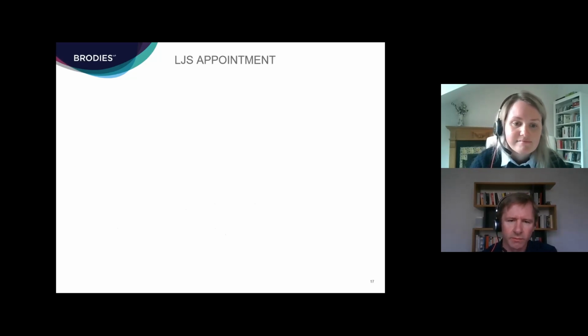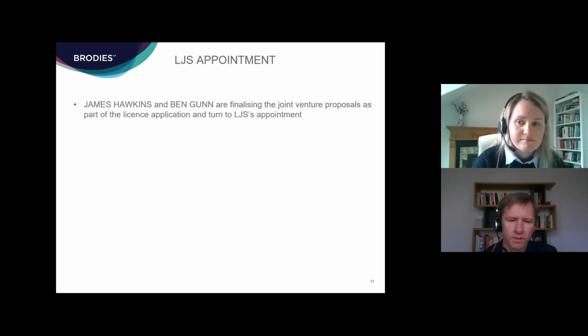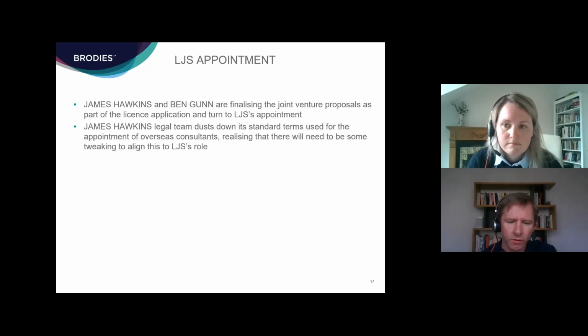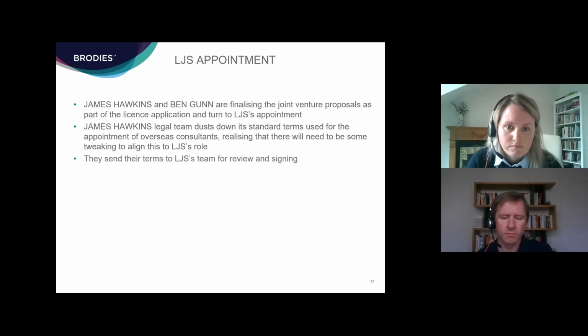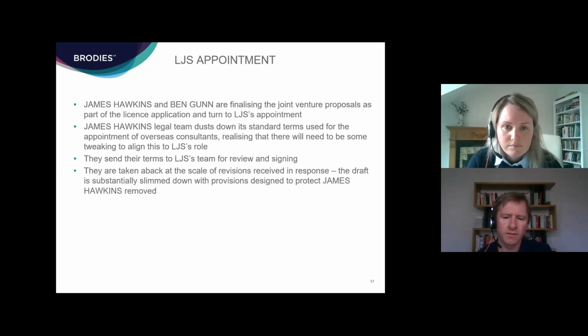Yeah, so we now have the appointment of Long John Silver. Hawkins and Ben Gunn are finalising the joint venture proposals as part of the licence application, and they turn to the appointment of Long John Silver. The Hawkins legal team dusts down its standard terms to be used for the appointment of overseas consultants, and they know there'll be some need to tweak that to align this to the Silver role here. They send their terms to the consultancy group, the Long John Silver Group, for review and signing. They're expecting this to come back with a couple of tweaks, but they're taken aback at the scale of revisions that they receive in response. Their draft terms are substantially slimmed down, with provisions designed to protect James Hawkins removed.